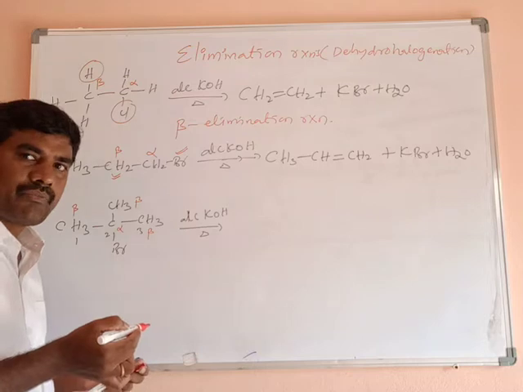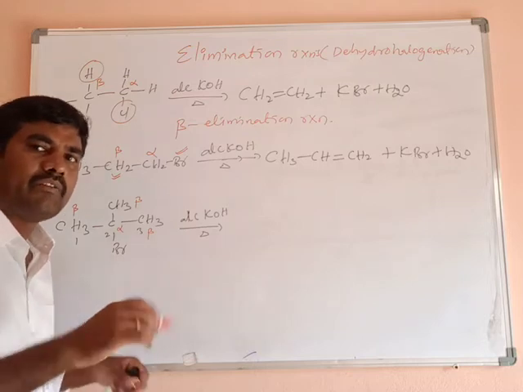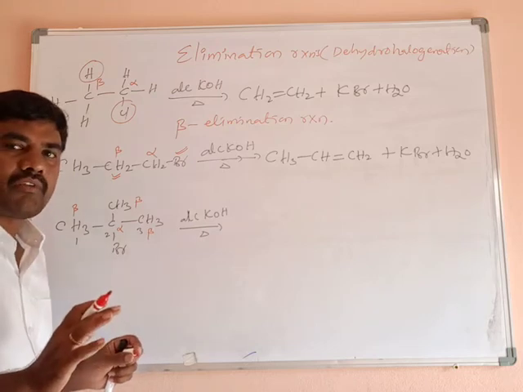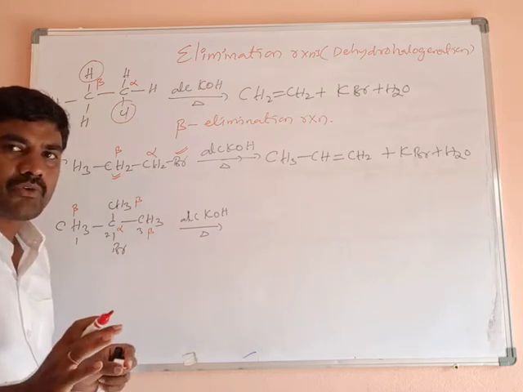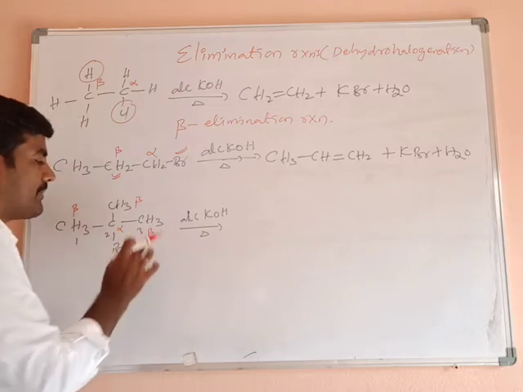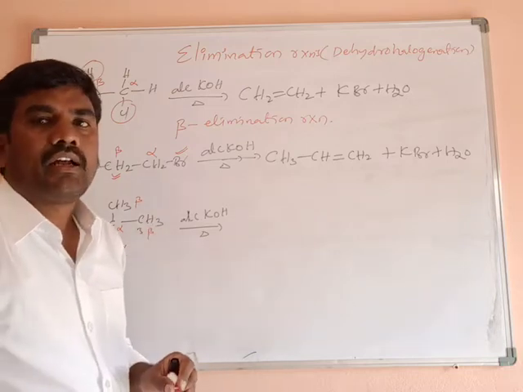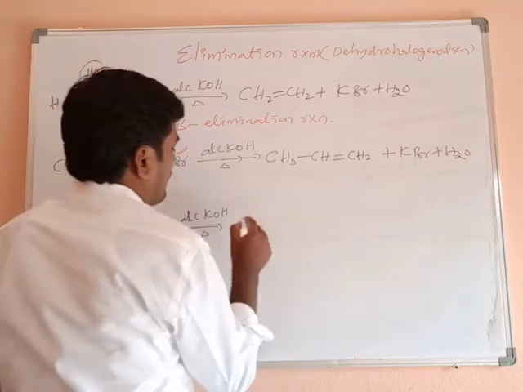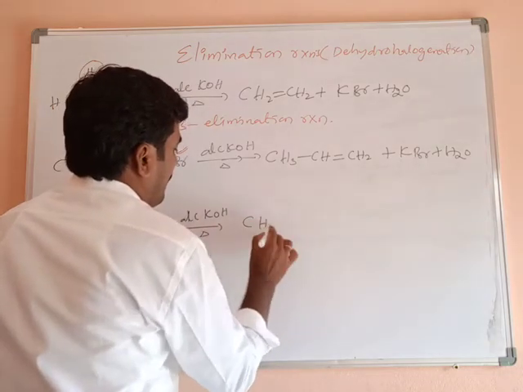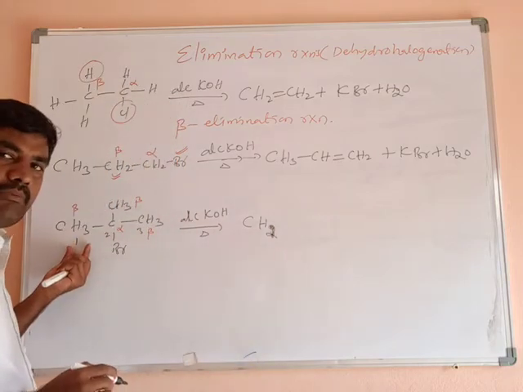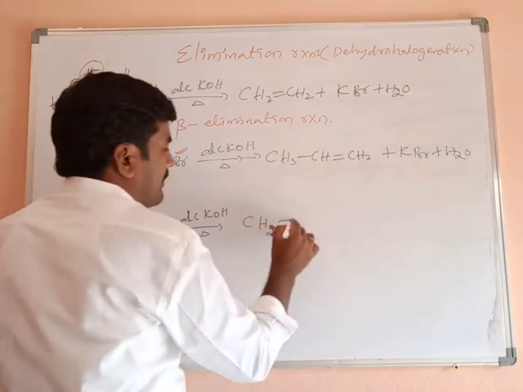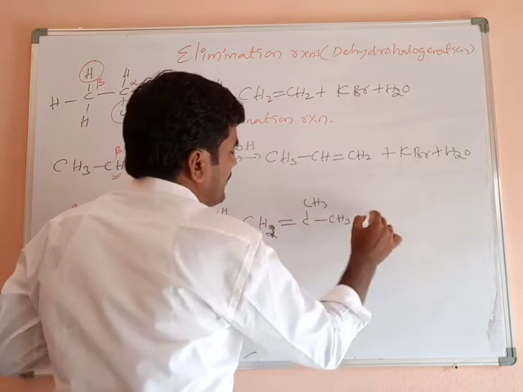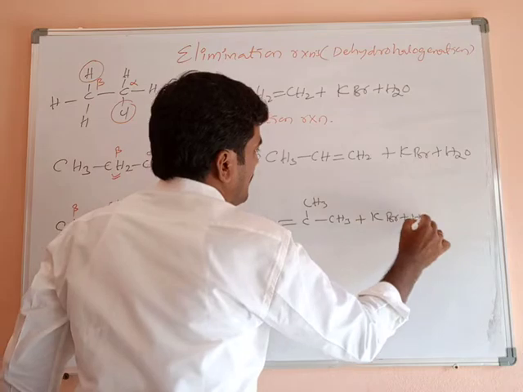All are identical, meaning a hydrogen atom can be eliminated from any one of the beta carbons, because all beta carbons have an equal number of hydrogen atoms. There is no difference in the number of hydrogen atoms. That's why the hydrogen atom is eliminated from any one of the carbon atoms to form an alkene. For example, the hydrogen atom is eliminated from this beta carbon, so a double bond forms between these two carbon atoms and CH3 will form, along with potassium bromide plus H2O.